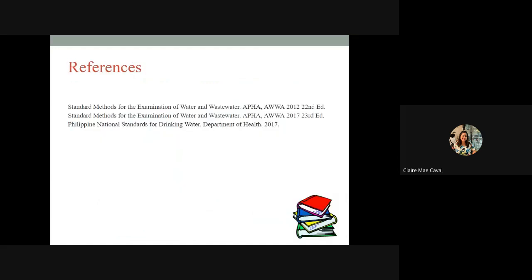So again, these are the references that I am using for heterotrophic plate count. Actually, same reference lang, class. This is really the Bible book of your water microbiology. And of course, along with the Philippine National Standards for Drinking Water by the Department of Health of 2017.